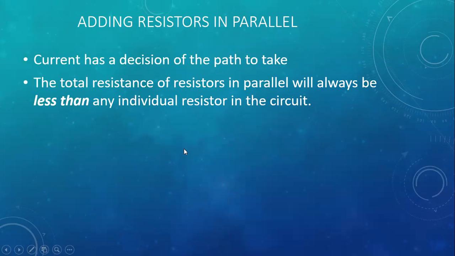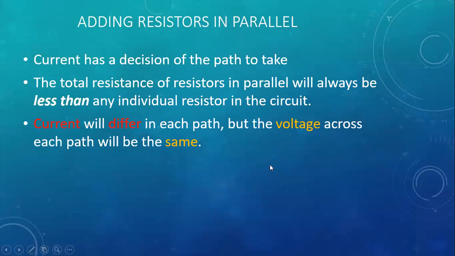Because current has a decision to take, and it's going to basically take it based on the resistance. So in a parallel circuit, the current is different in each pathway, but the voltage across the circuit is the same in each path.